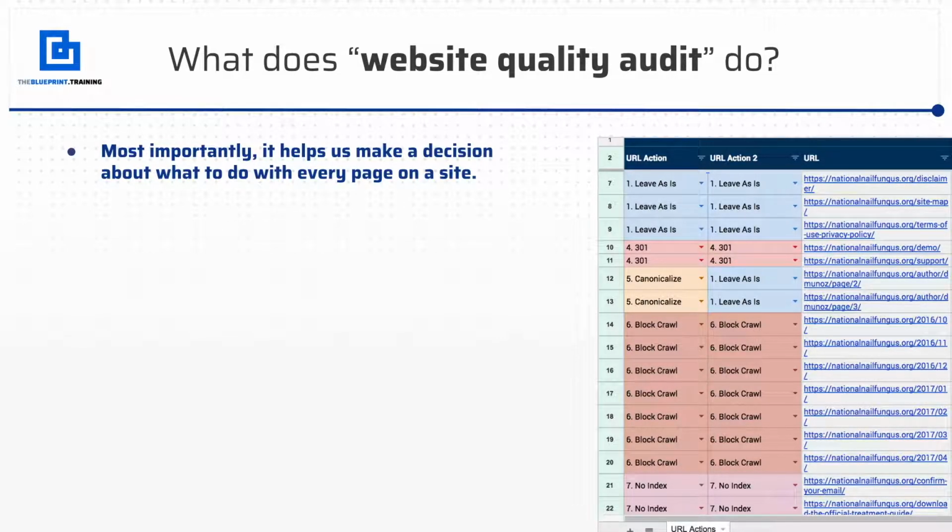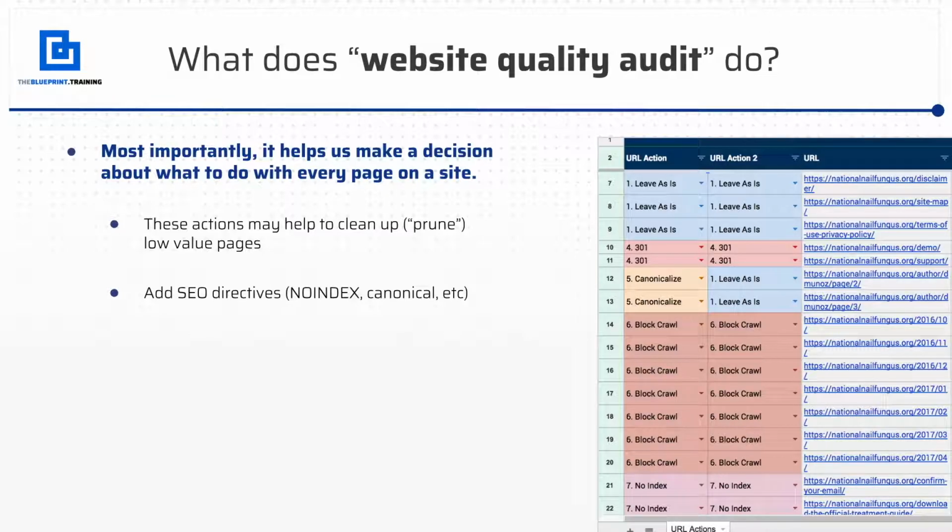And these decisions and URL actions can help us do a number of things. They can help us to clean up or prune low value pages. So if we want a 301 redirect, canonicalize, block the crawl, no index it, delete it, whatever it is, we can assign that to each page on the website. We can add SEO directives, no index, canonical. I know I just said that it's cleanup, but technically they're in the same bucket. And it helps us to perform more SEO actions.